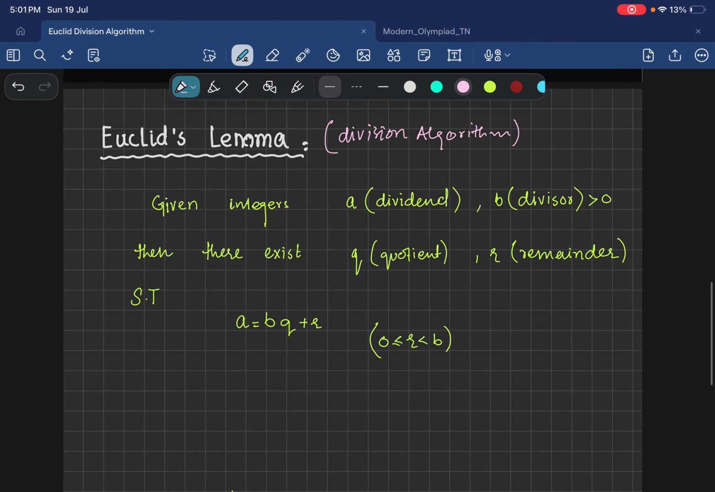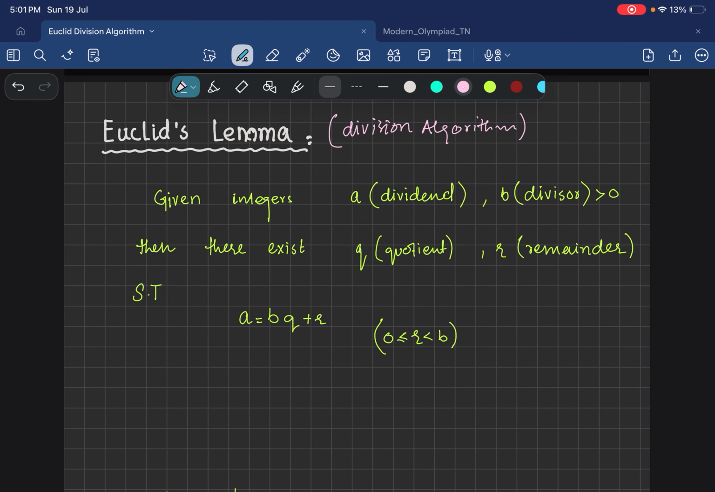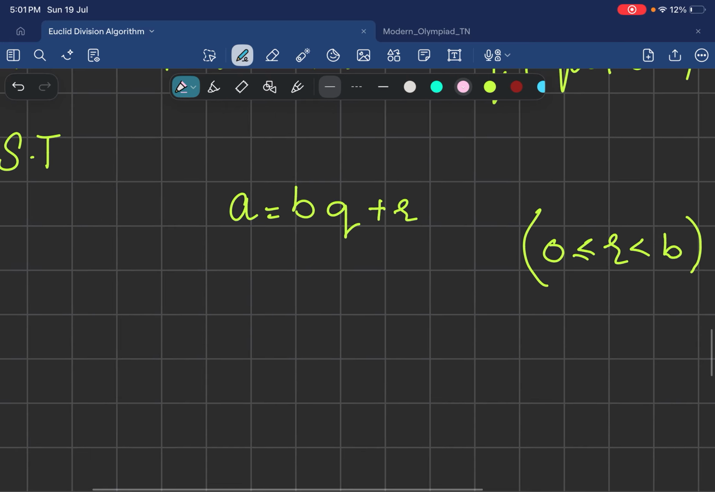What it says is: given integers a, where a is the dividend, and b, where b is the divisor and is greater than 0, which means a positive divisor, then there exist a quotient q and a remainder r such that a can be written as a = bq + r.